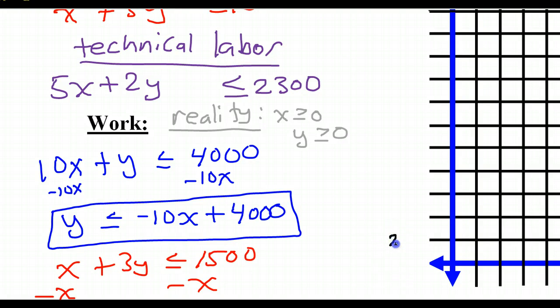So this would be like 200, 400, 600, 800, 1,000.